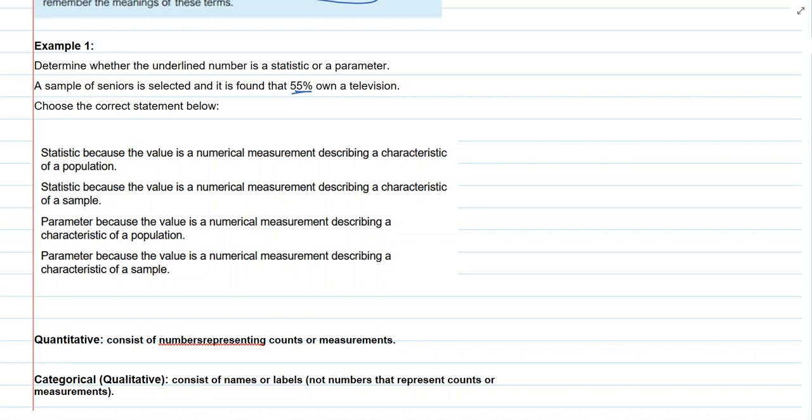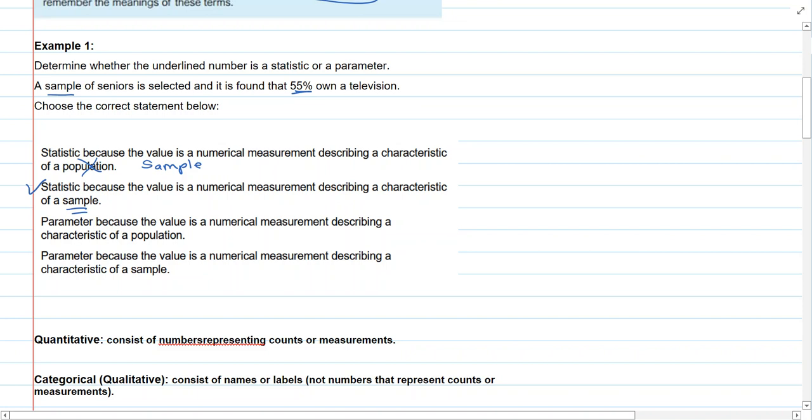Statistic, because the value is a numerical measurement describing a characteristic of a population. And we know that's not true because it said sample. All right, so we ruled out the first one. Statistic, because the value is a numeric measurement describing a characteristic of a sample. And this is our answer. But let's look at the fact that it's not a parameter. It's definitely not a parameter because it is a sample.